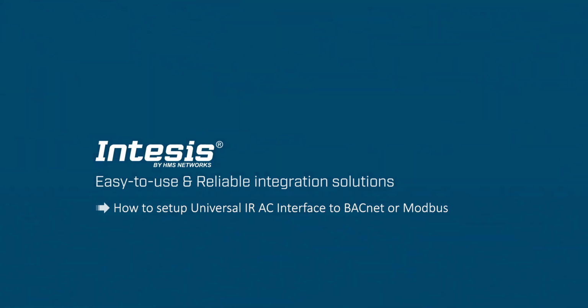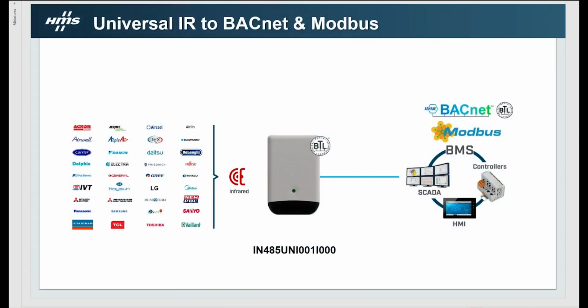In this video you will learn how to configure the universal interface for communication between air conditioning units and BACnet MSTP or Modbus RTU networks with the help of our configuration software Intesis Maps.